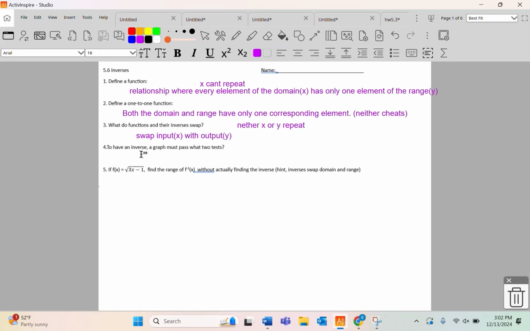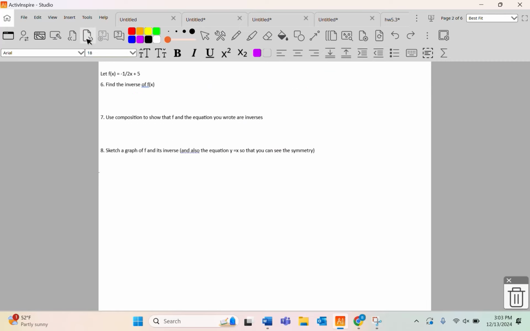To have an inverse, a graph must pass what two tests? It must pass both the vertical and horizontal line test. All right, cool. That's out of the way.